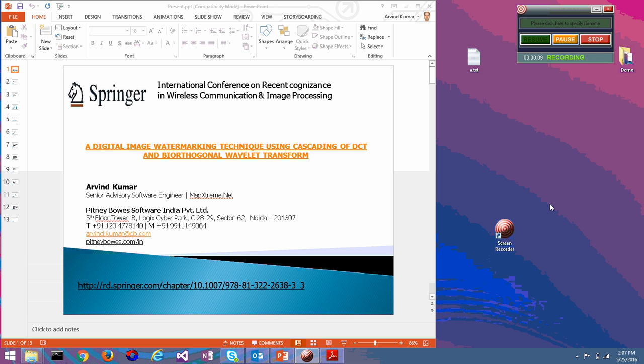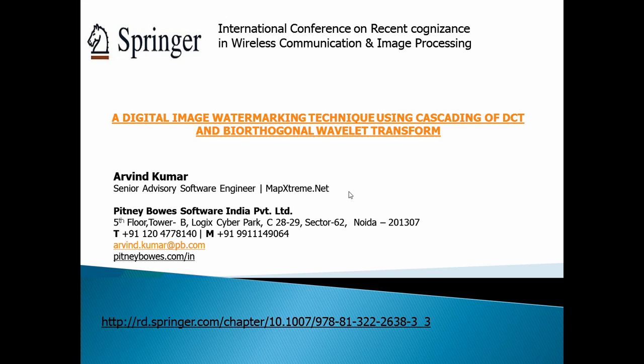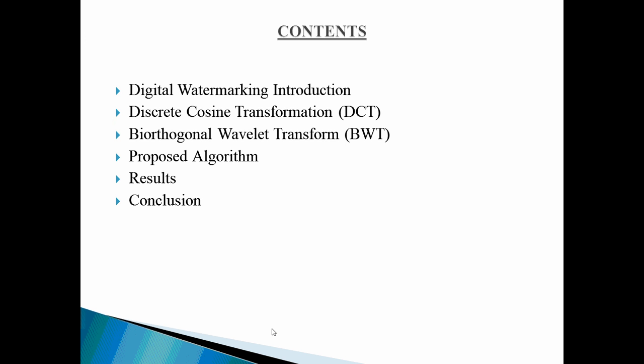This is a brief presentation about my recent paper published in Springer. The paper title is A Digital Image Watermarking Technique Using Cascading of Discrete Cosine Transform and Bioorthogonal Wavelet Transform. This paper is already available online on this link. This is brief, we will discuss.